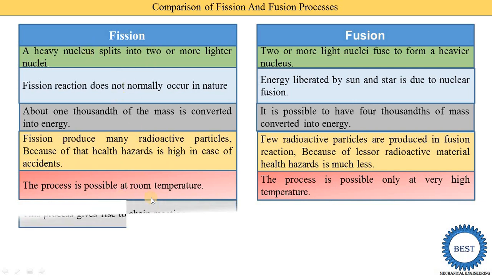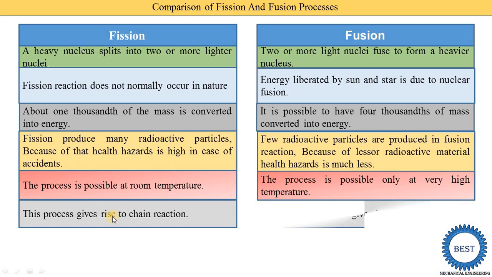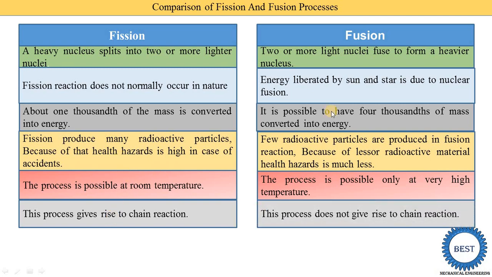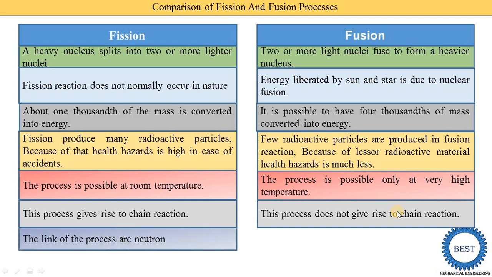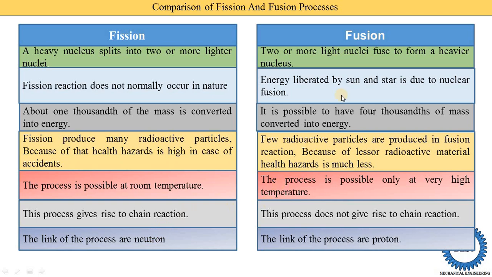The fission process gives rise to chain reactions, means the chain reaction increases continuously, and a fusion process does not give rise to a chain reaction, means it does not rise continuously. For fission the link of the process is neutrons, means this process is carried out due to the neutrons, and the fusion process is carried out due to protons.